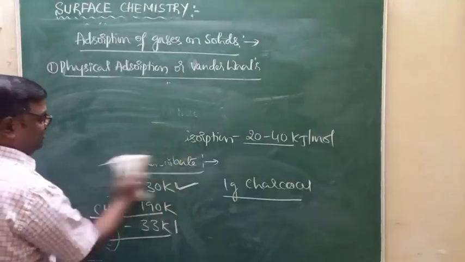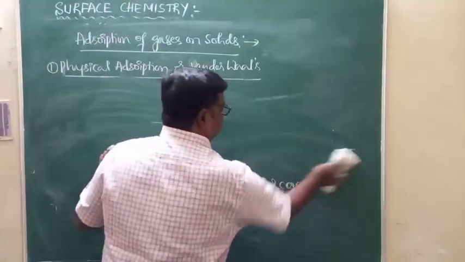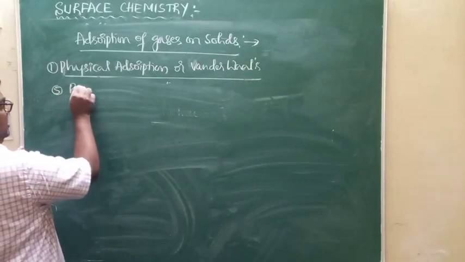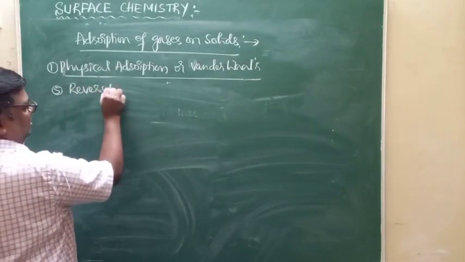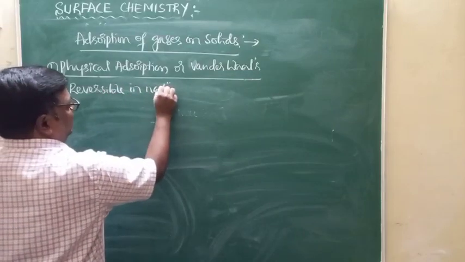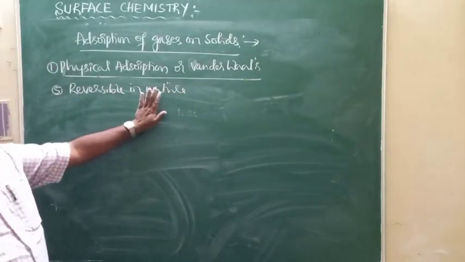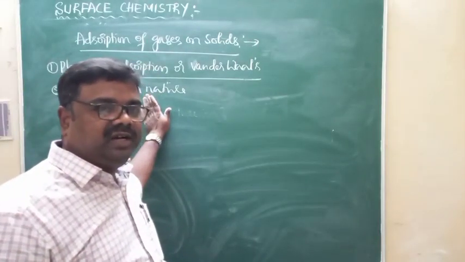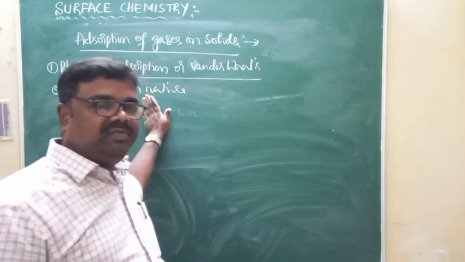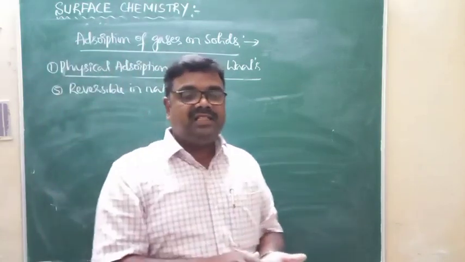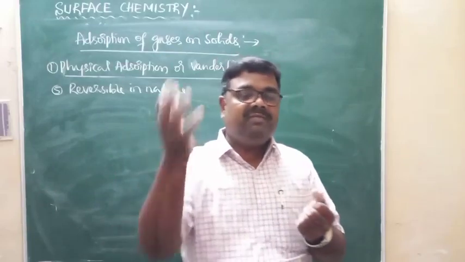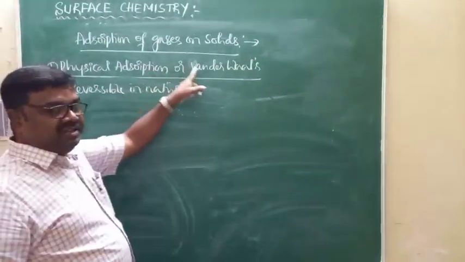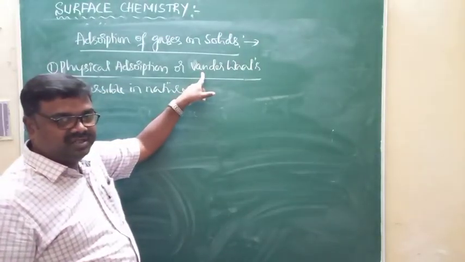As far as physical adsorption is concerned, physical adsorption is reversible in nature. This is one more property of physical adsorption. Because in the case of physical adsorption, there are weak van der Waals forces of attraction between adsorbate and adsorbent. Therefore, adsorbed gases can be easily removed just by heating and by decreasing pressure. And therefore physical adsorption is a reversible process.